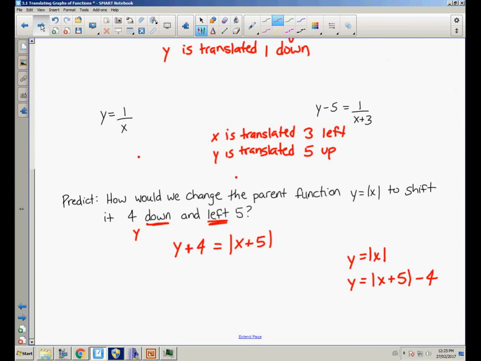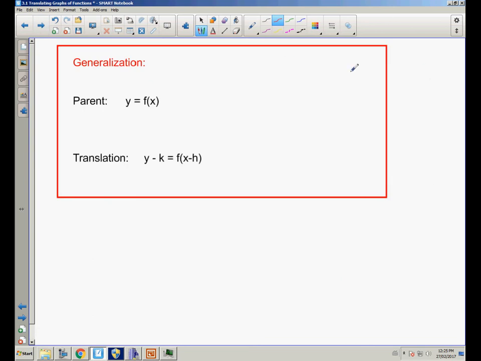So as a generalization, if the parent is y equals f of x, my translation is going to be y minus k equals f of x minus h. And this value of k corresponds to my vertical translation, and the value of h corresponds to the horizontal translation. And that concludes our lesson for today.